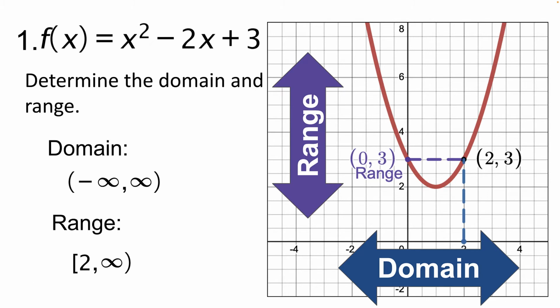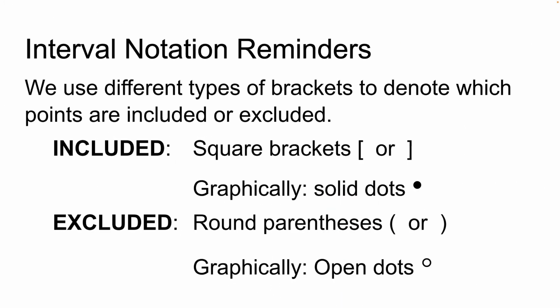That's that lowest point, and then the y values only get bigger from there out. Let's take a minute to review interval notation. We use different types of brackets to denote which points are included or excluded in the domain and range.